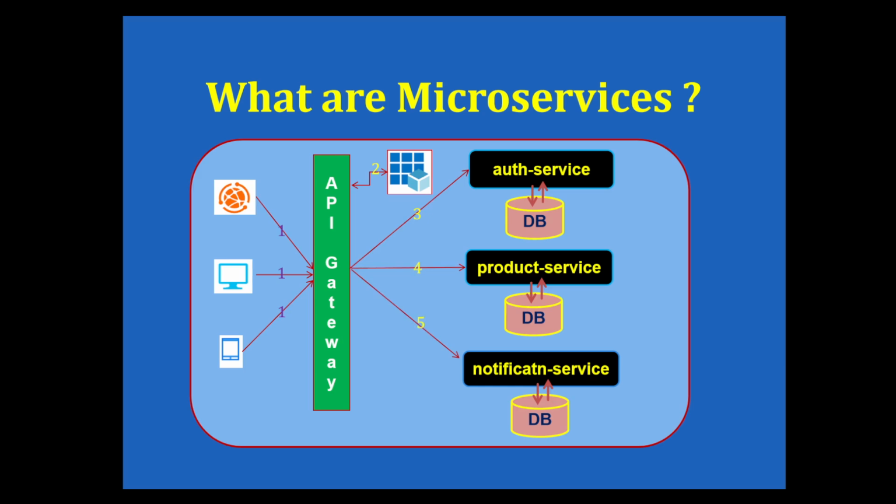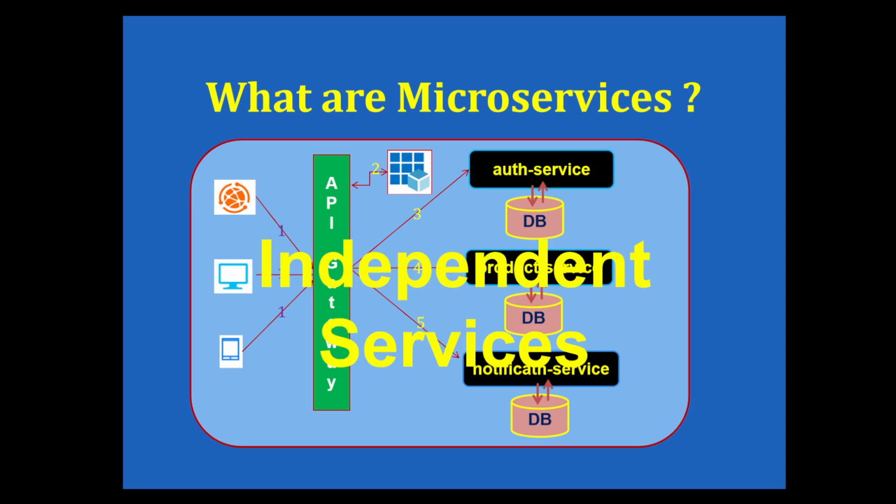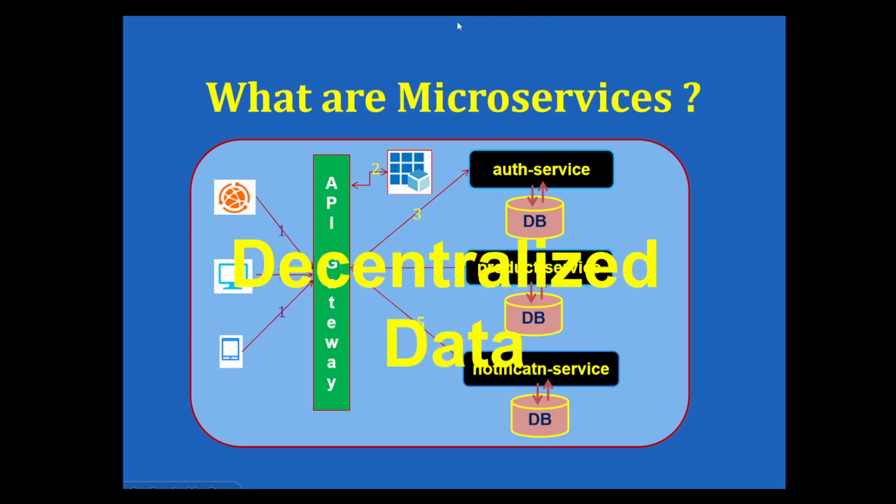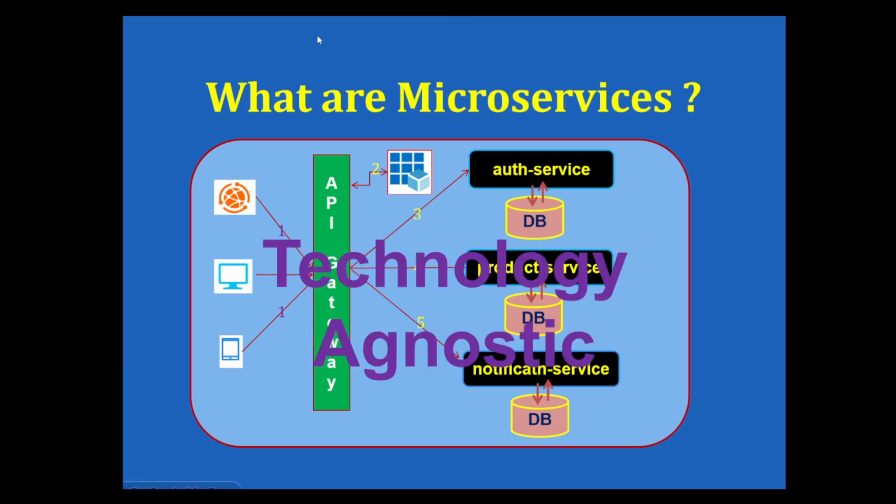Now let us understand what are the advantages of using microservices. First is scalability, like services can be scaled individually based on demand. Next is independent services, like each service is self-contained and can be developed and deployed separately. There is decentralized data management. Each microservice manages its own database or data storage, preventing a single point of failure. Technology agnostic, like different microservices can use different programming languages, frameworks and databases.